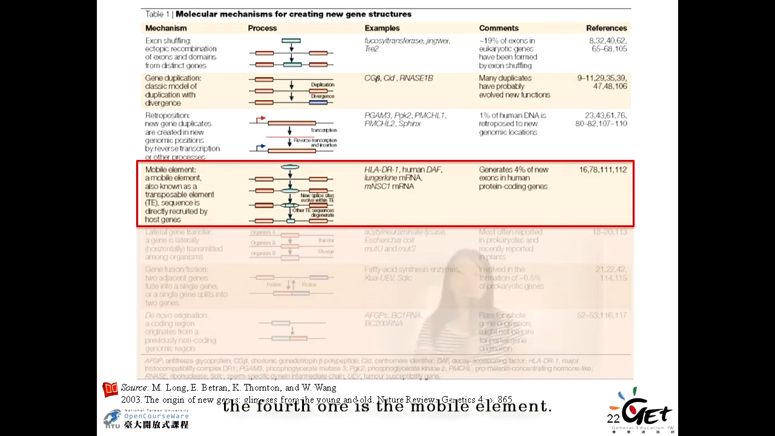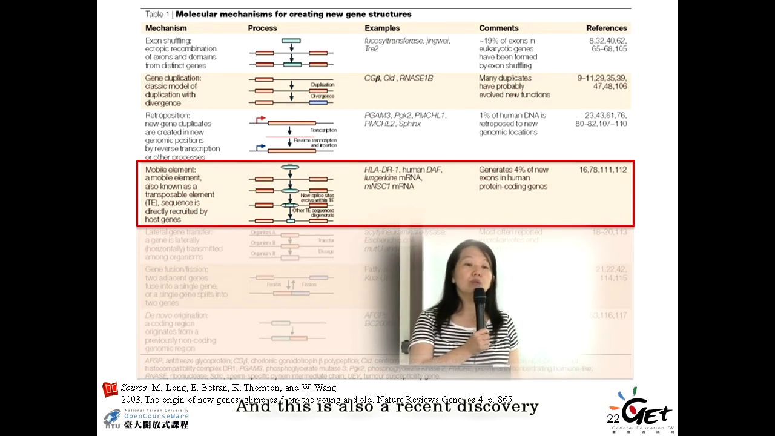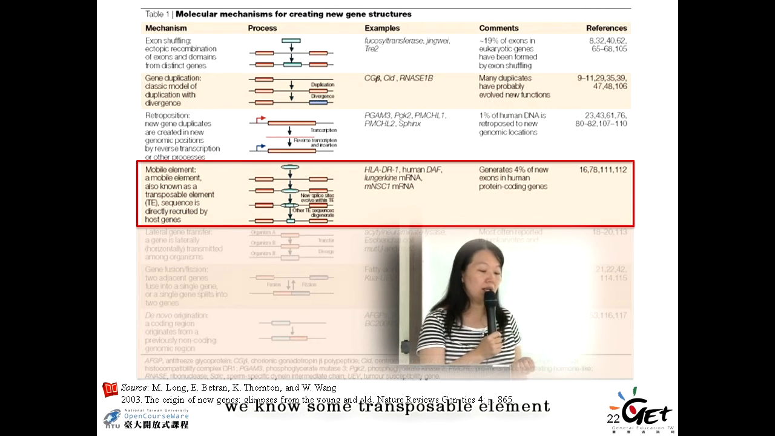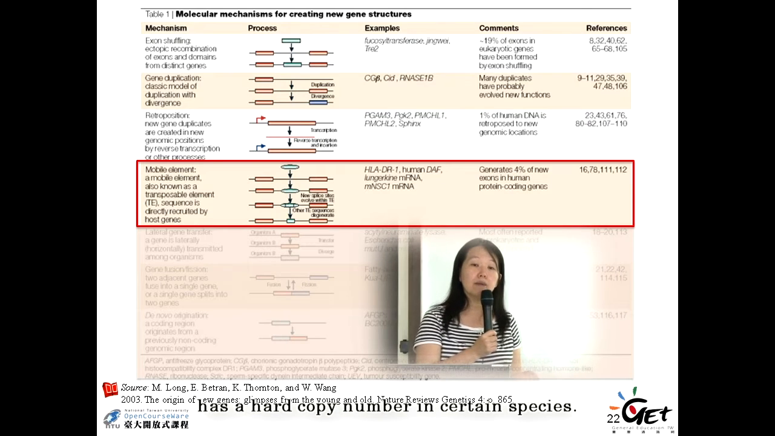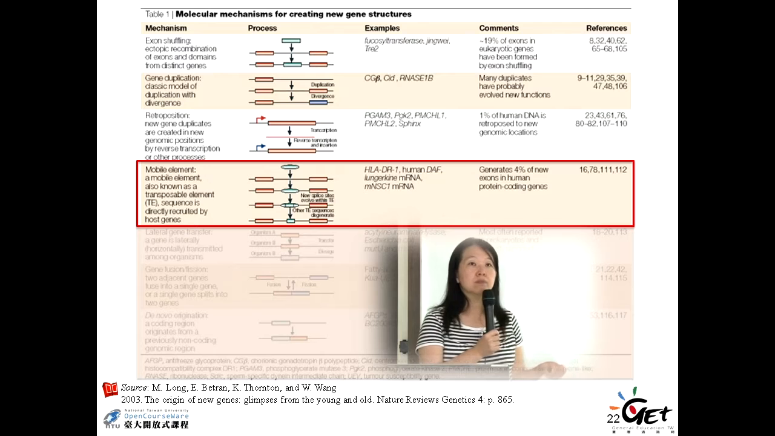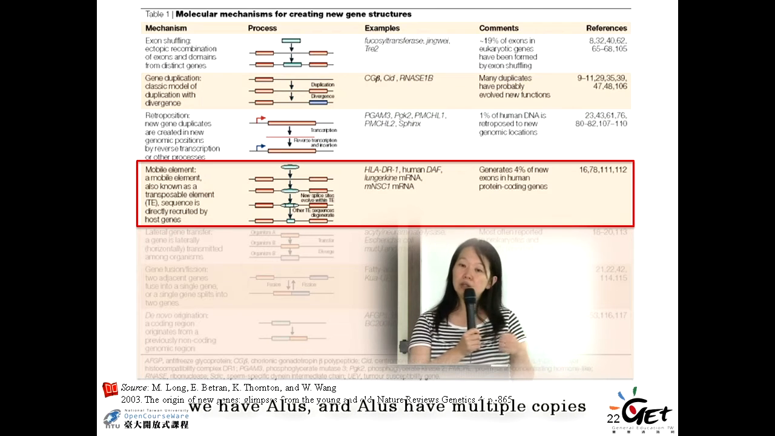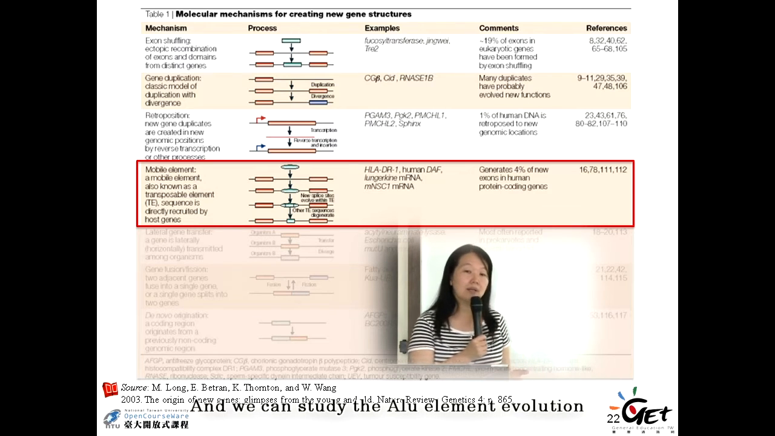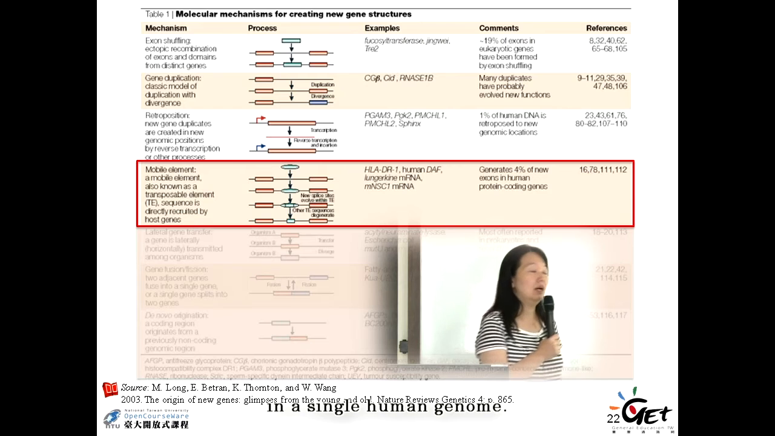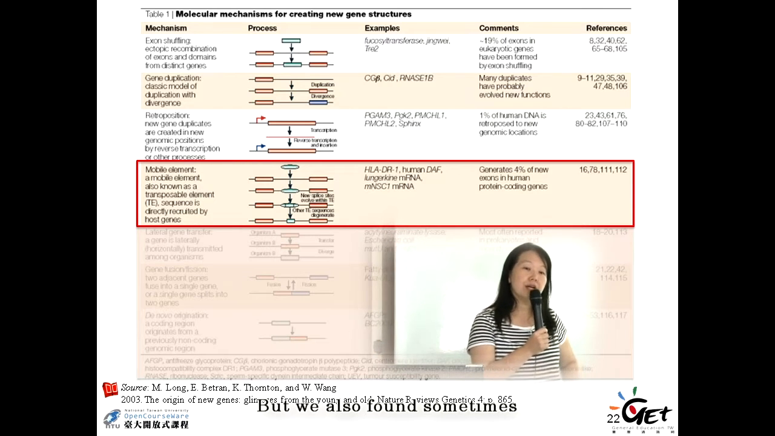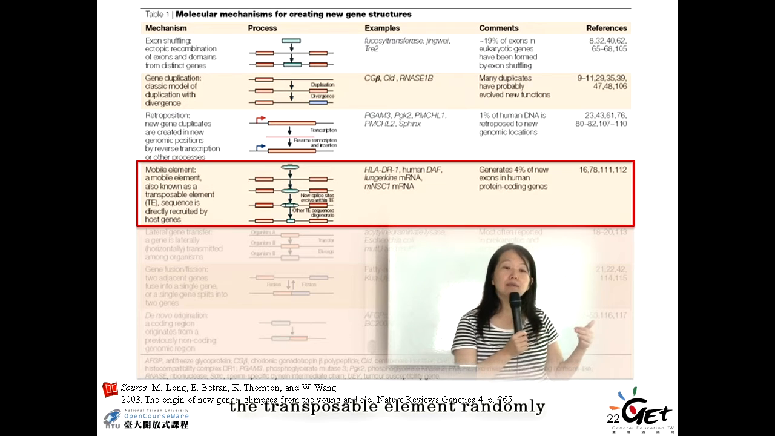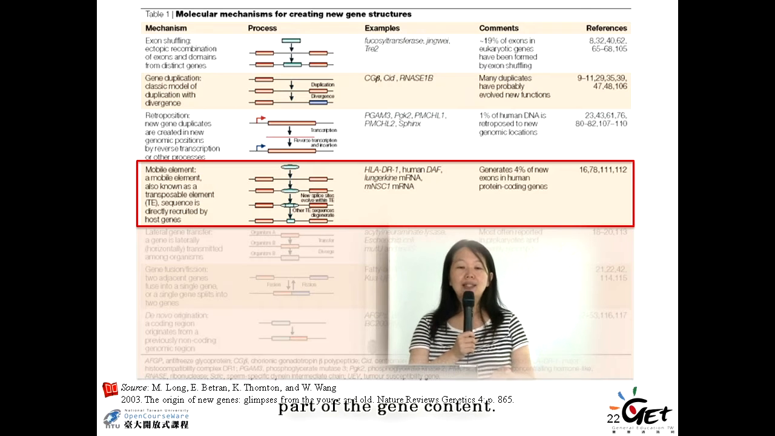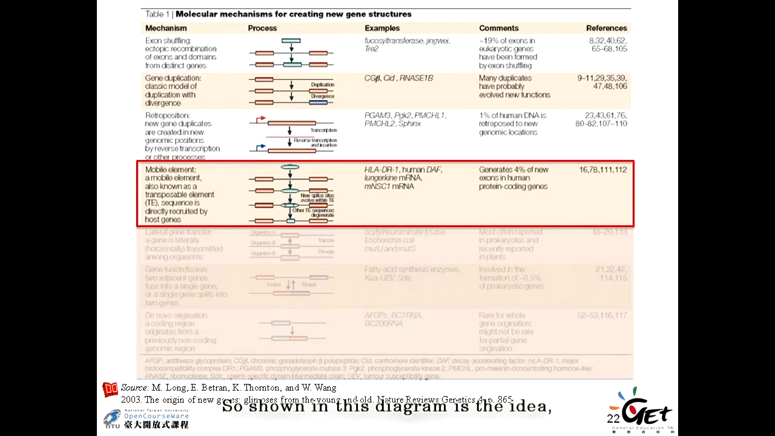The fourth one is the mobile element, and this is also a recent discovery. We know we have transposable elements, and some transposable elements have a high copy number in certain species. For humans, we have Alu, and Alu has multiple copies in the human genome, and we can study Alu element evolution in a single human genome. But we also found sometimes a randomly inserted transposable element is recruited to be part of the gene content. So showing in this diagram is the idea.